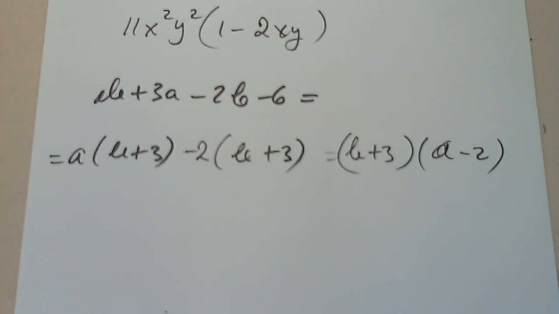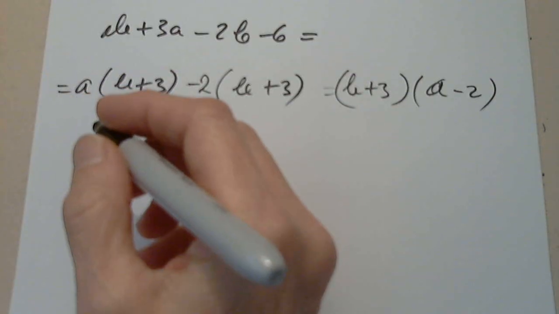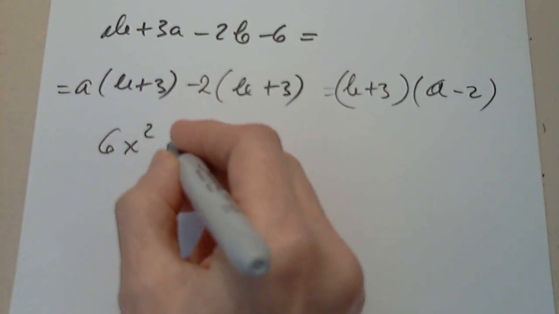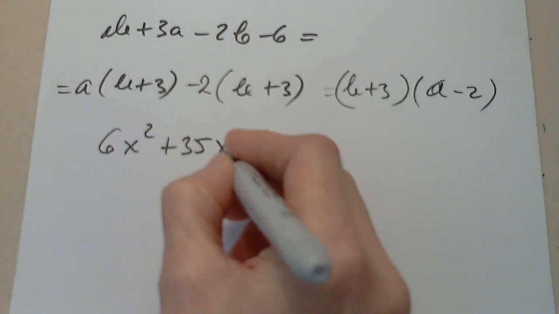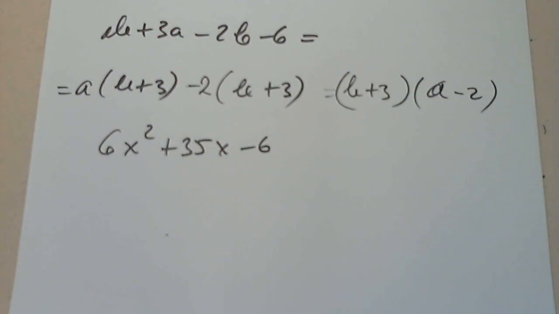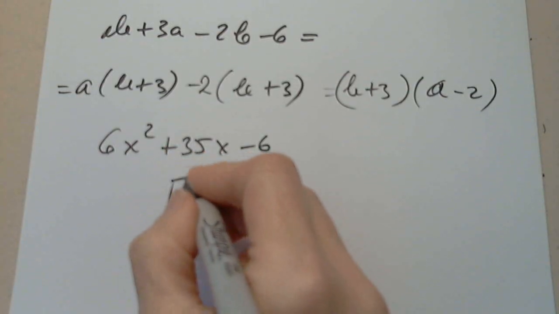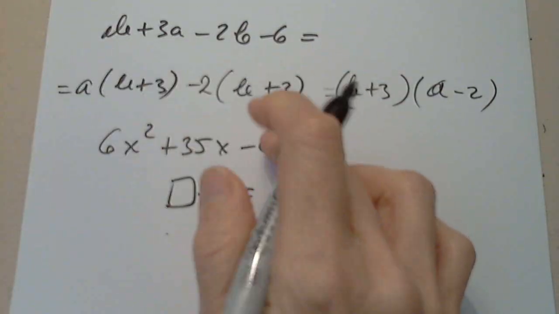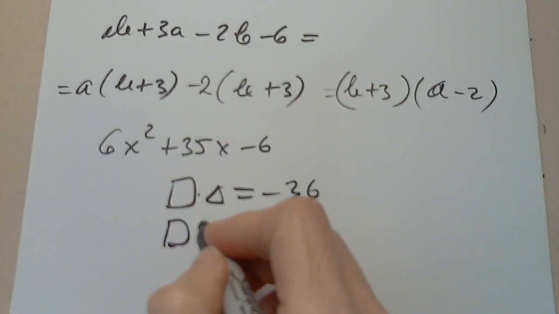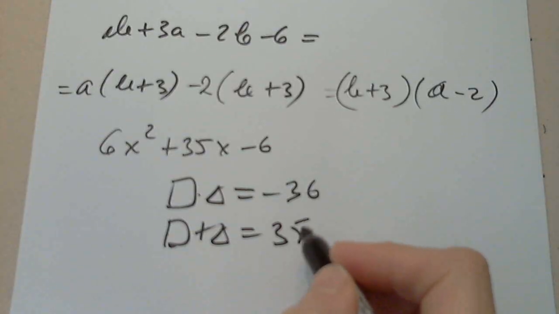Okay, this is a difficult situation. This one. Why? I'm going to replace c by x squared. Why is this difficult? Because it's a trinomial. The leading coefficient is not 1, and the special product is not applicable here. So I have to find two numbers whose product is negative 36 and whose sum is 35.